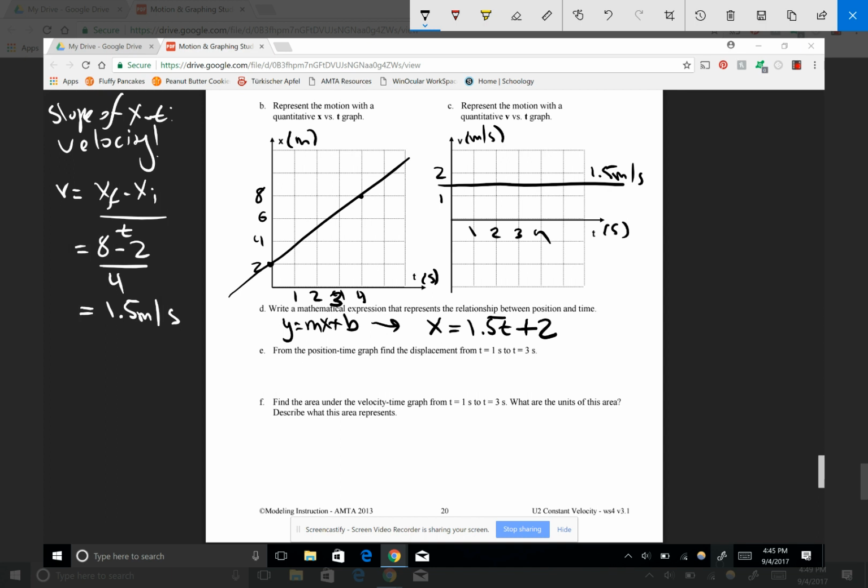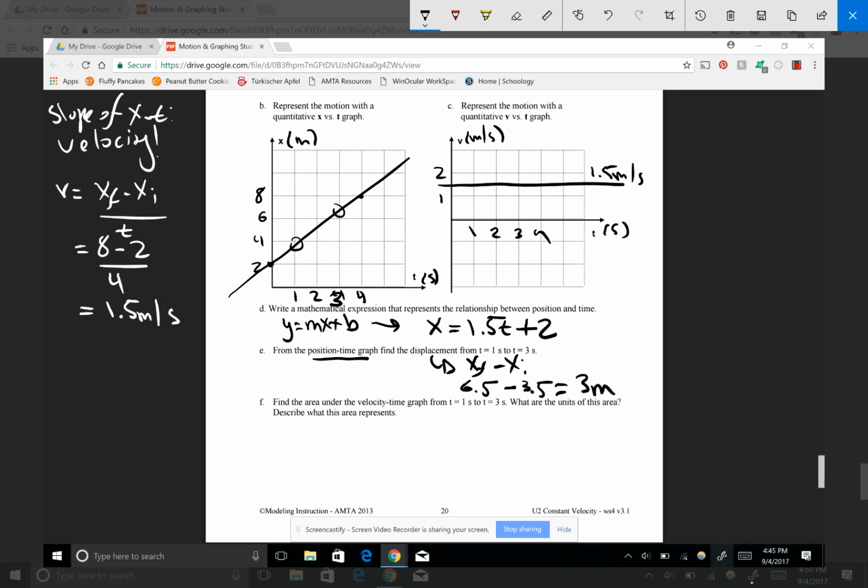Great. Now let's find the displacement from our position time graph. Remember, displacement is just final minus initial. So our final position, which is at t equals 3, is going to be about 6.5. And our initial position is at 1 second, which is supposed to be 3.5. Looks about right, doesn't it? I think so. So that's going to give us a final displacement between 1 second and 3 seconds of 3 meters. Fantastic.